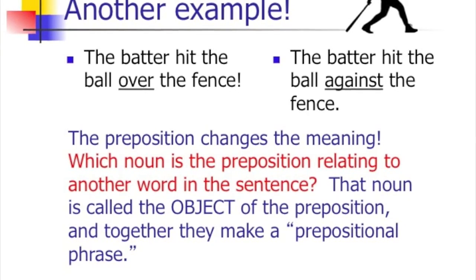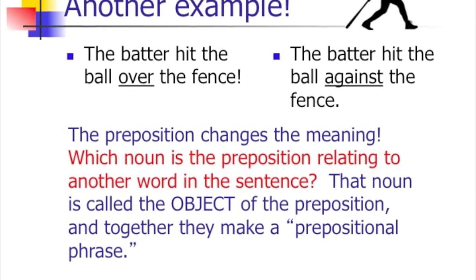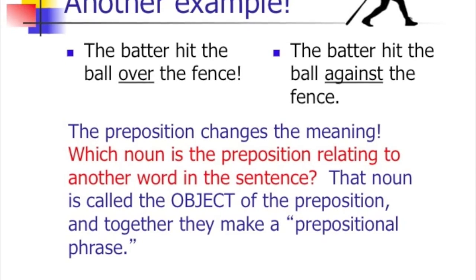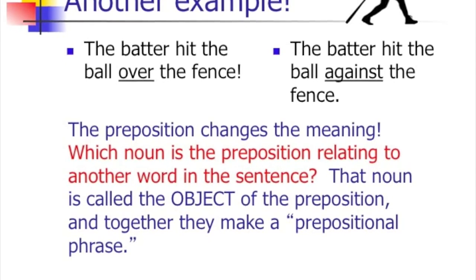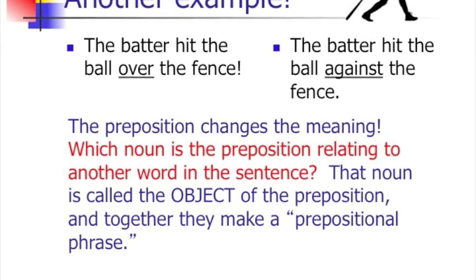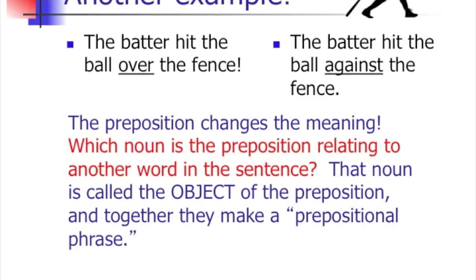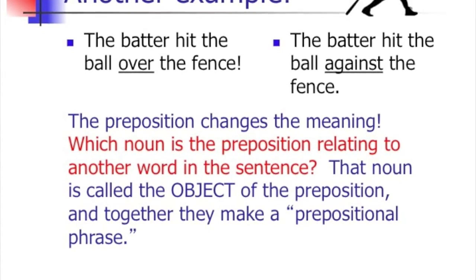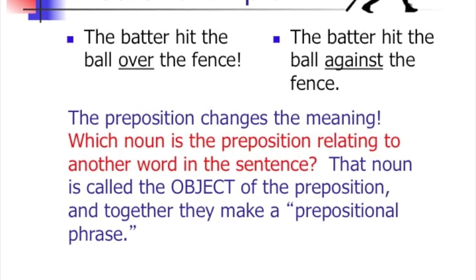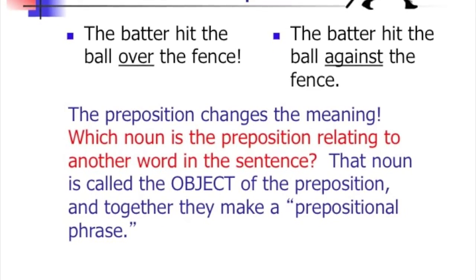Now, the noun that follows the preposition is called the object. Whenever you hear the word object, when learning about grammar, you're going to be looking for a noun. Altogether, starting at the preposition and going all the way to that object or noun, that's going to make a prepositional phrase. So in these two sentences, over the fence and against the fence are prepositional phrases.